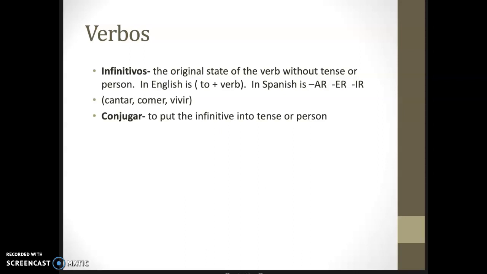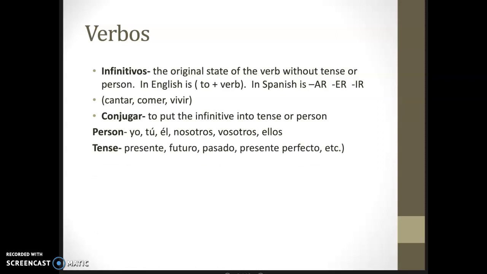Conjugar means to conjugate, to put the infinitive into tense or person. So we're going to be working with the present tense and matching it with the person: I, you, he, she, we, you, and they. The personal pronouns in Spanish are yo, tú, él, ella, nosotros, vosotros, and ellos. And the tense will be like present, like presente, futuro, pasado, presente perfecto, etc.